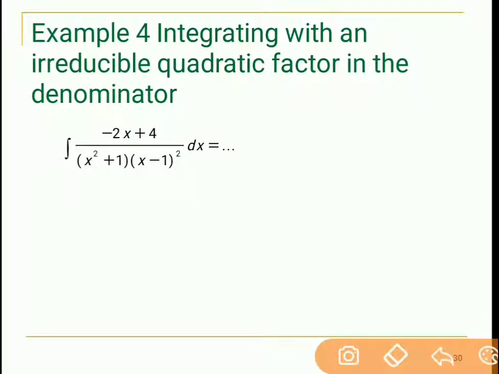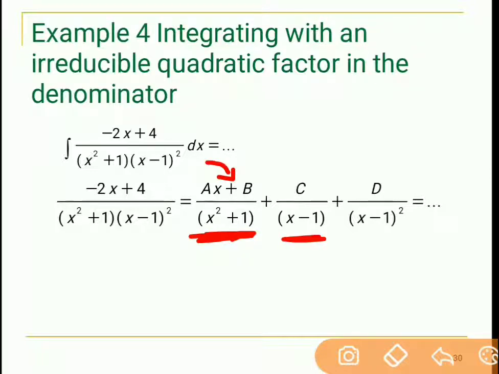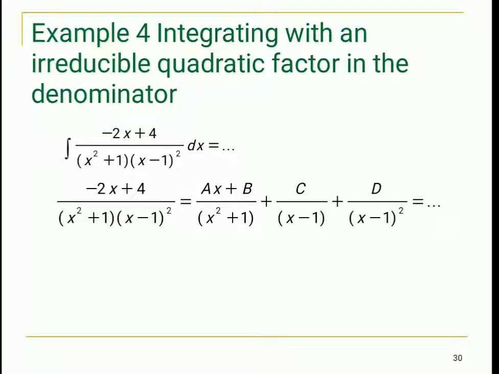Fourth example, integration with an irreducible quadratic factor in the denominator. If you can see that in the denominator there is a linear factor which is repeated two times, that is x minus 1, and there is also a quadratic factor, that is x square plus 1. So to solve such an integration, whenever you come across a quadratic term in the denominator, then in the numerator it will be ax plus b, plus c by x minus 1 plus d by x minus 1 square. As there is x minus 1 square, there will be two terms corresponding to it, c by x minus 1 and d by x minus 1 square. After that, we can take the LCM to find out the values of a, b, c and d.